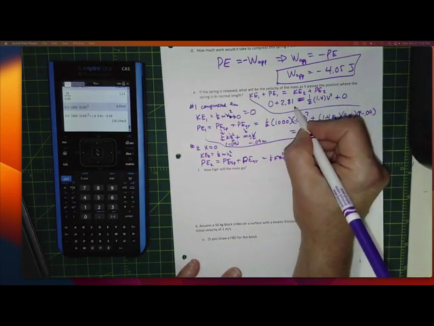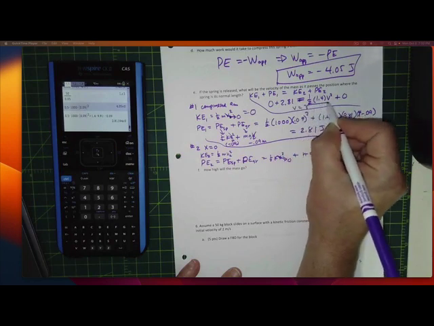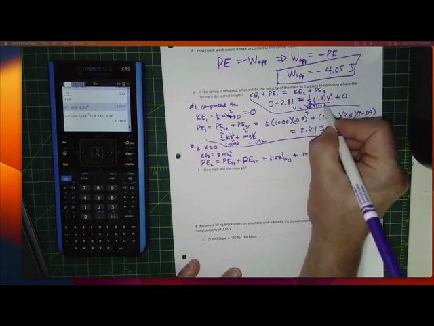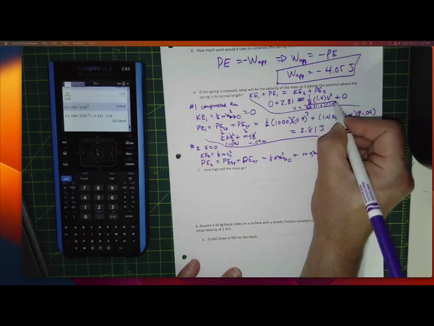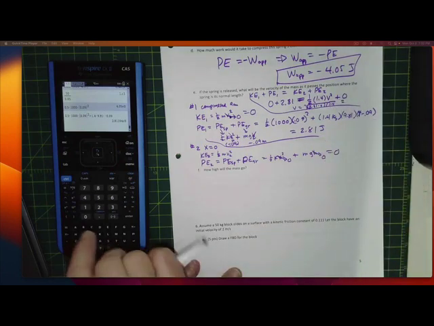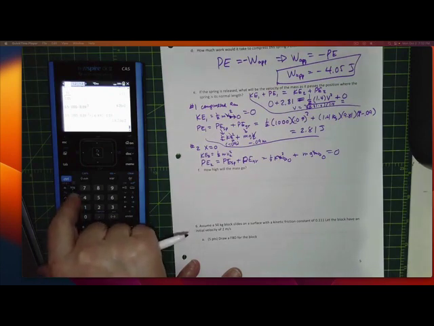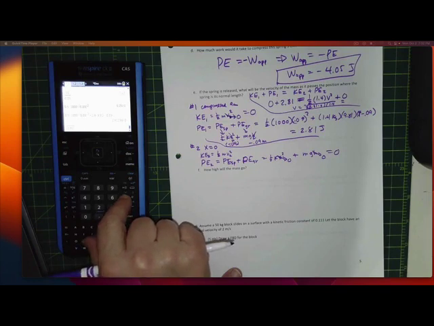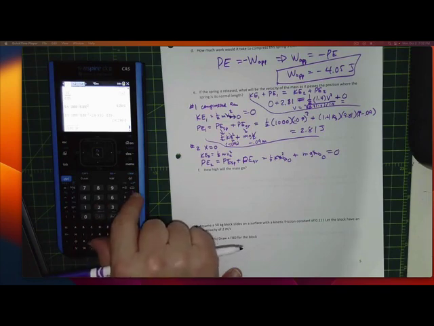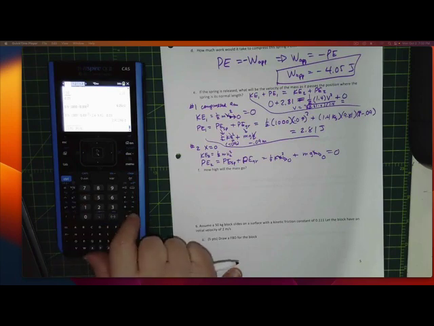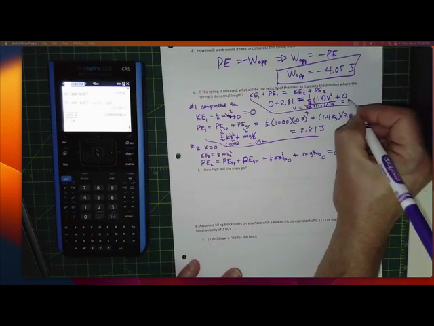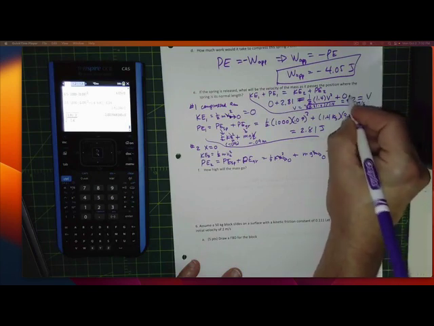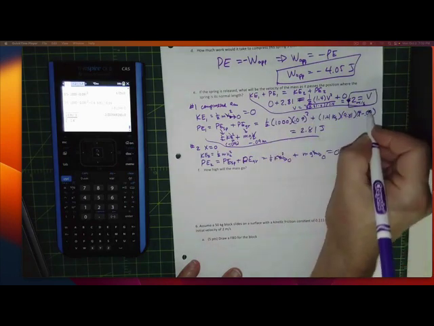Just doing a little algebra, v is going to be the square root of 2.81 times 2, all divided by 1.4. A little small there, but let's plug that in. Square root of 2.81 times 2 divided by 1.4. So v equals 2 meters per second. V2, I think I called it.